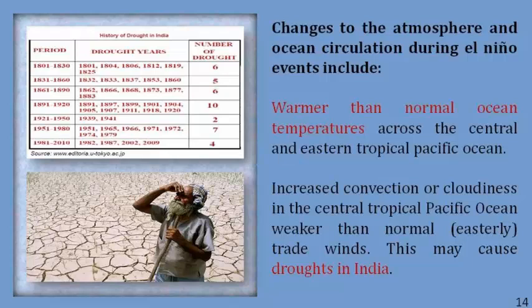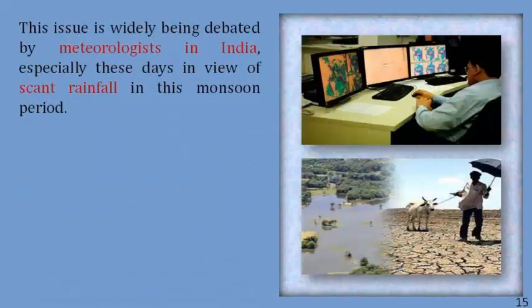Changes to the atmosphere and ocean circulation during El Nino events include warmer than normal ocean temperatures across the central and eastern tropical Pacific Ocean, increased convection or cloudiness in the central tropical Pacific Ocean, and weaker than normal easterly trade winds. This may cause droughts in India. This issue is widely being debated by meteorologists in India, especially these days in view of scant rainfall in this monsoon period.